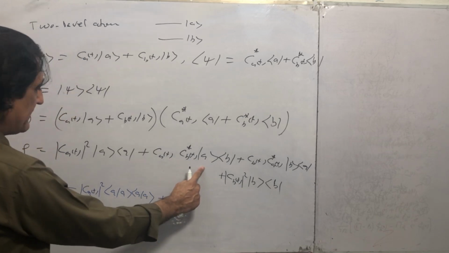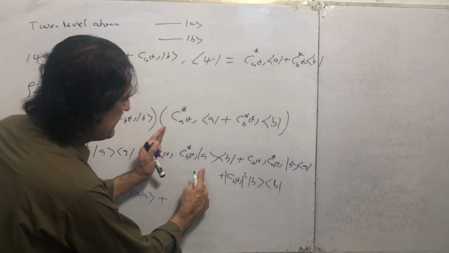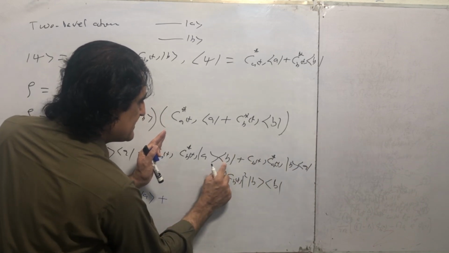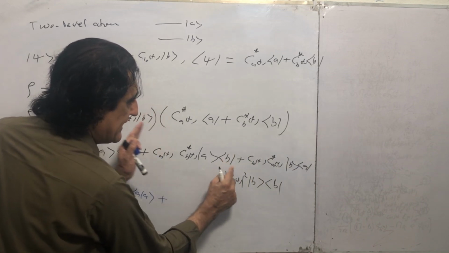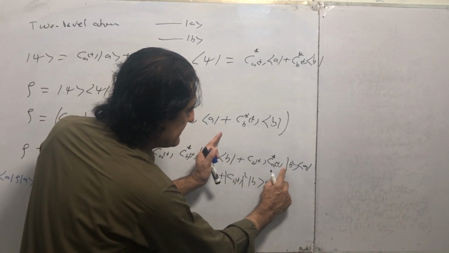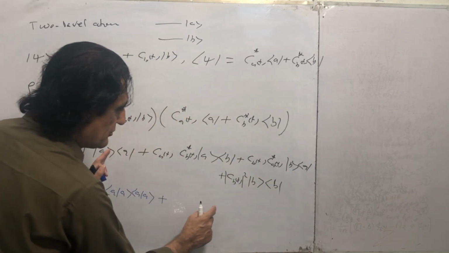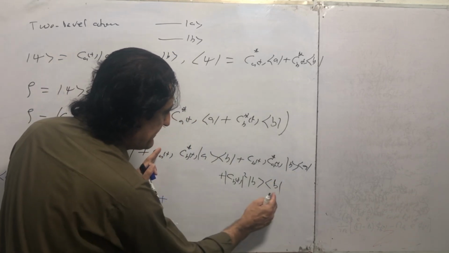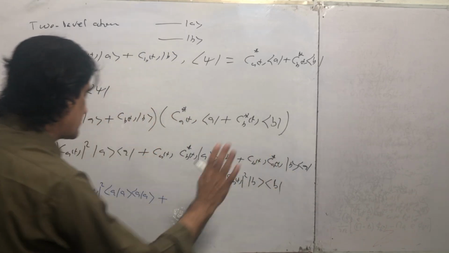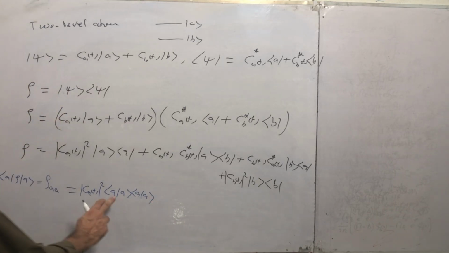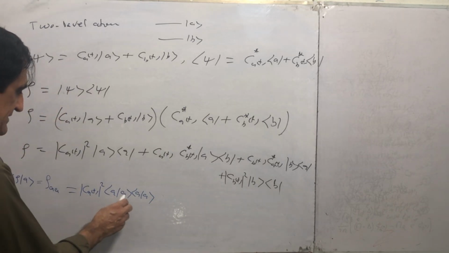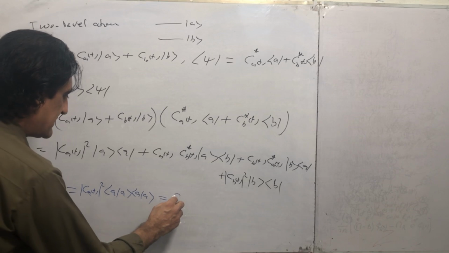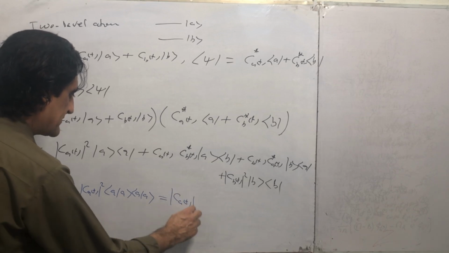And similarly, if I multiply from this side <A| and from this side |A>, so this is <A|B>, this will be equal to 0. And similarly, <A| from this side, so <A|B>, this will be equal to 0. And <A| from this side, this will also be equal to 0. So it means that we have only this term, and this is equal to 1 and 1. So it means Ca of t absolute square.